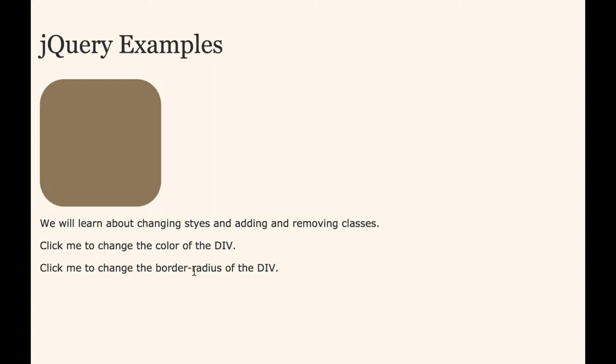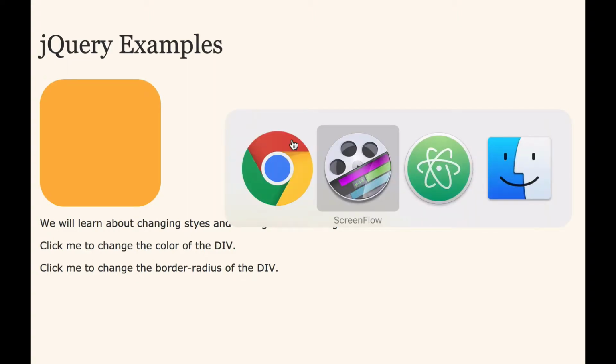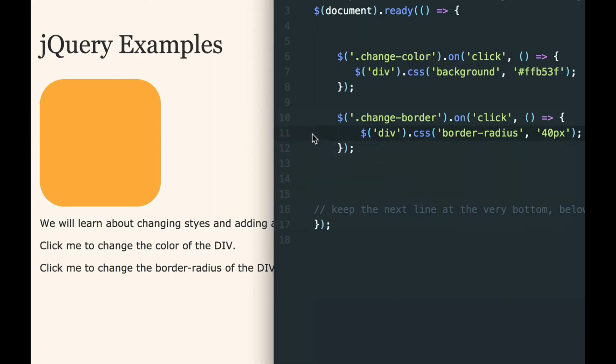But the border radius can be changed like this, and the color can be changed like this. Now the next thing you want to do is put more than one CSS property in the event listener. In other words, if you're going to change the CSS, maybe you want to change multiple properties with one click. And the styling is a little bit different than you might expect.